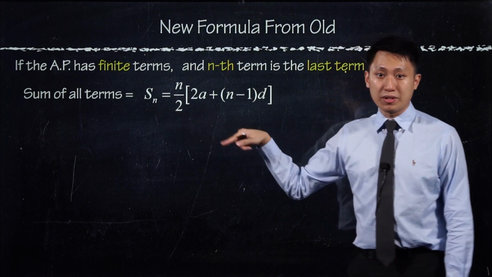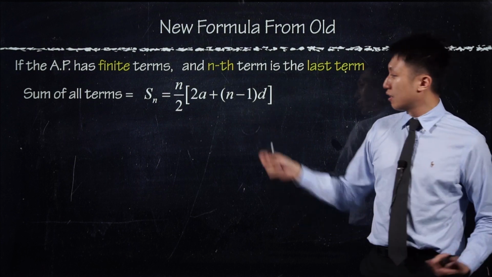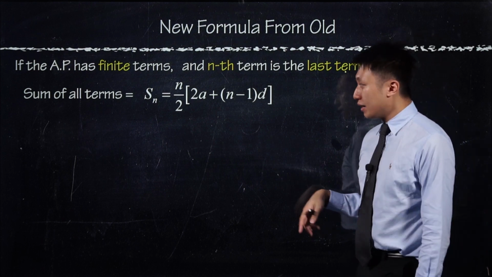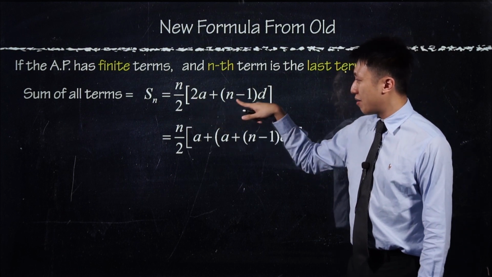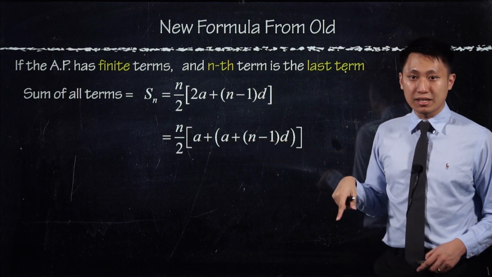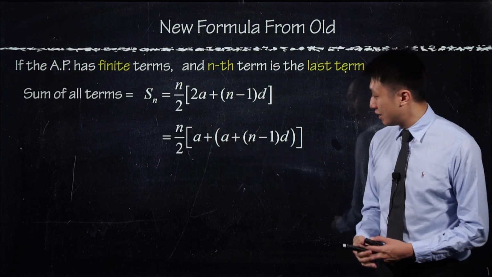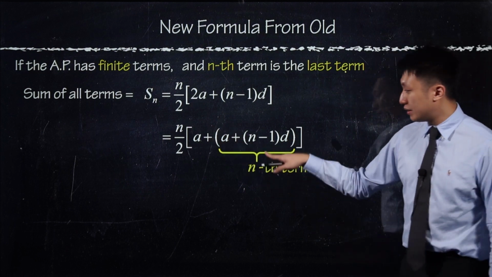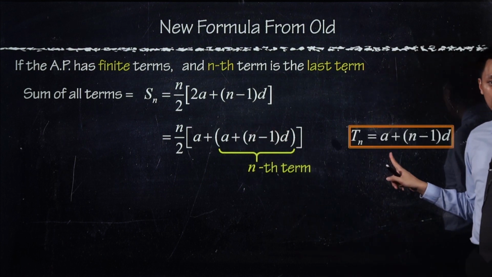Okay, this formula is from the things that we learned last lesson. So this formula you probably already remember. Now I can separate this 2a plus (n minus 1) times d into a plus (n minus 1) times d. Correct? This is something that you know what it is, right? So what is this? This is the nth term, Tn. The formula for Tn is given by this one, right?